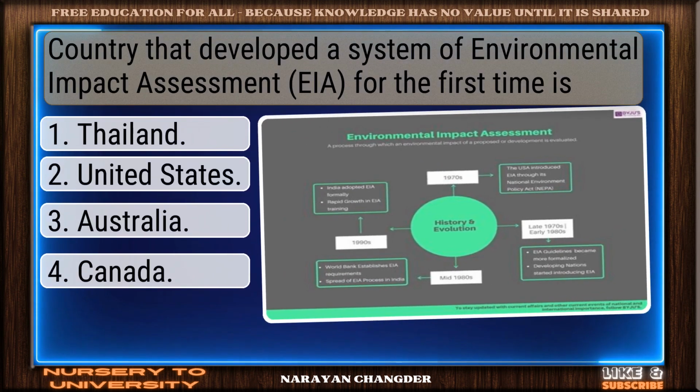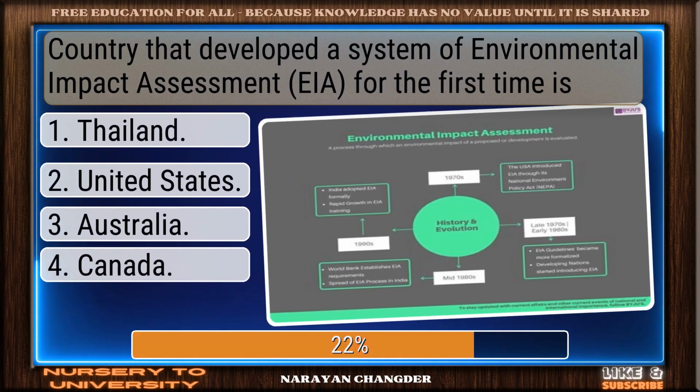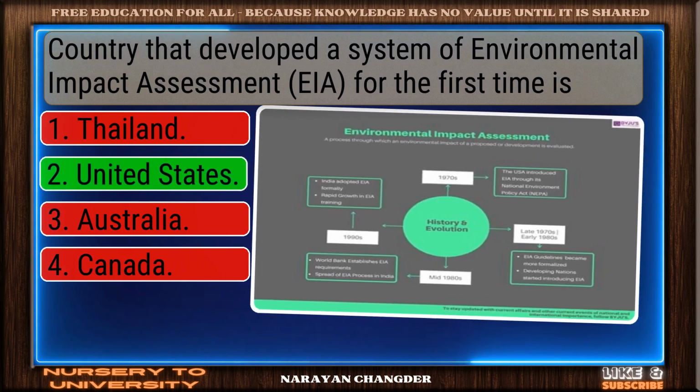Country that developed a system of environmental impact assessment for the first time is? Excellent. United States is a brilliant choice.